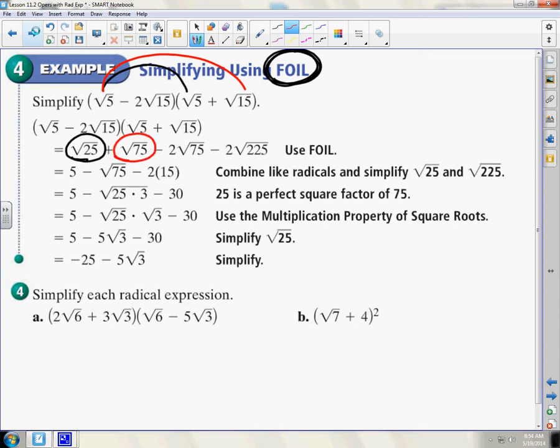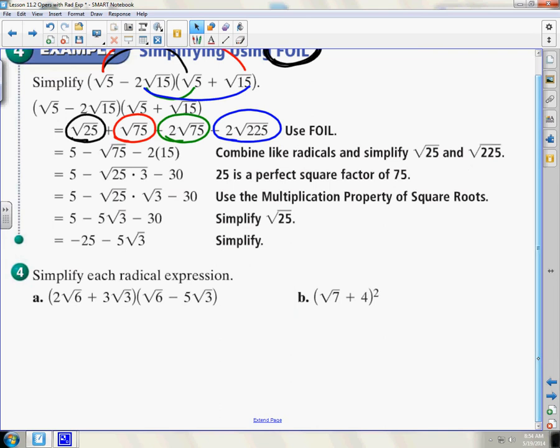And then I do my inside, or it'd be negative 2, and then they do 15 times 5, which is 75. And then I do my last digits. And so then they got negative 2, and then they did 15 times 15 and got 225. You're going to end with your 4 terms. And then from there, we kind of do the same thing we did before, and we either figure it out or we simplify it.